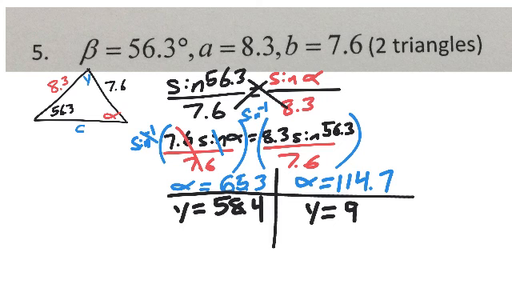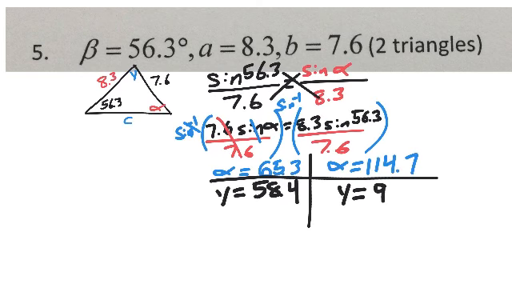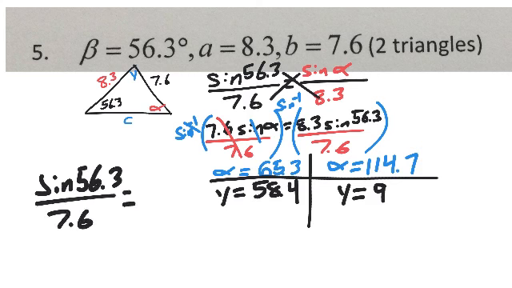Okay? So now I have to find side length C for each case. I'm going to start with case 1. So my pivot ratio is sine of 56.3 over 7.6 equals, and now I'm looking for side length C, so it's going to be sine of gamma, which is 58.4 over C. And we solve.